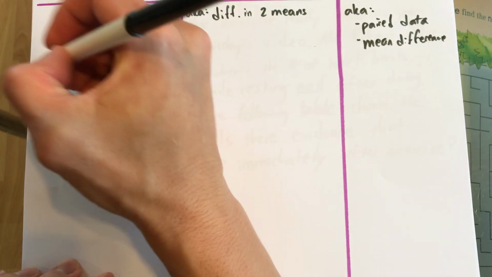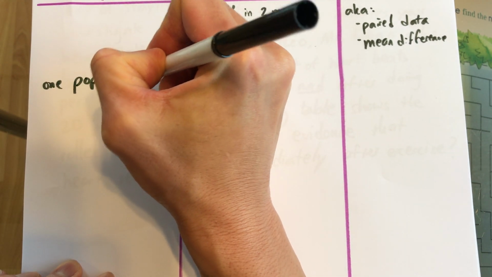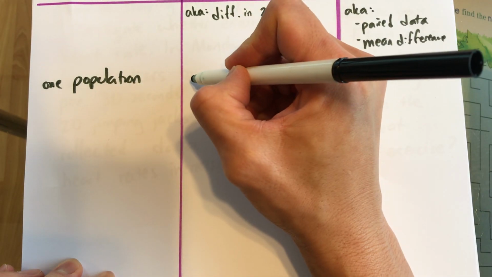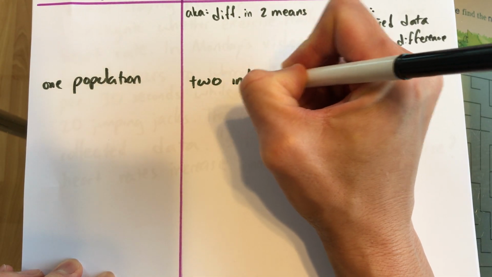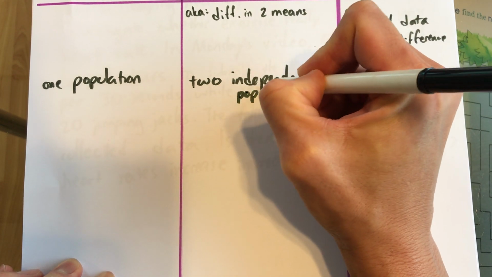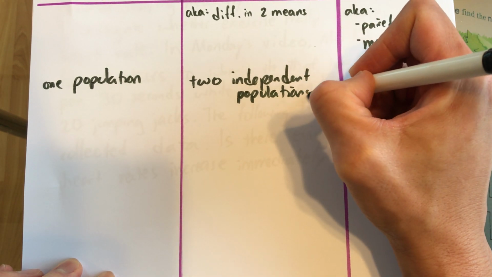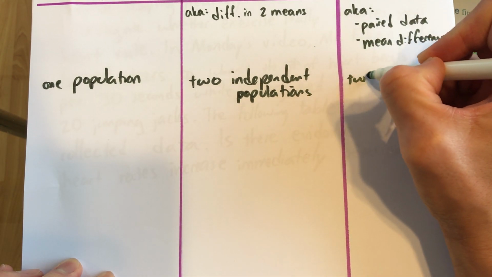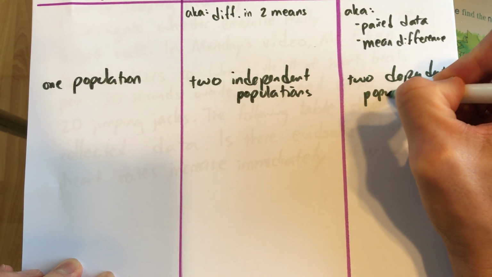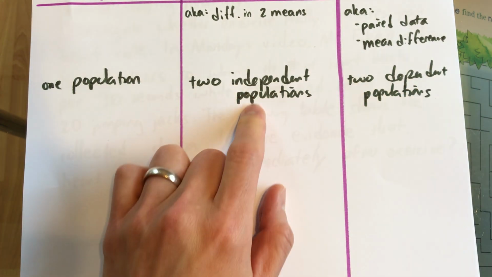For one sample mean, obviously there's just one population. For two sample means, you have two independent populations. Okay, so that's key. The two groups are independent of one another. And for matched pairs, you have two dependent populations. Okay, so key difference, independent and dependent.